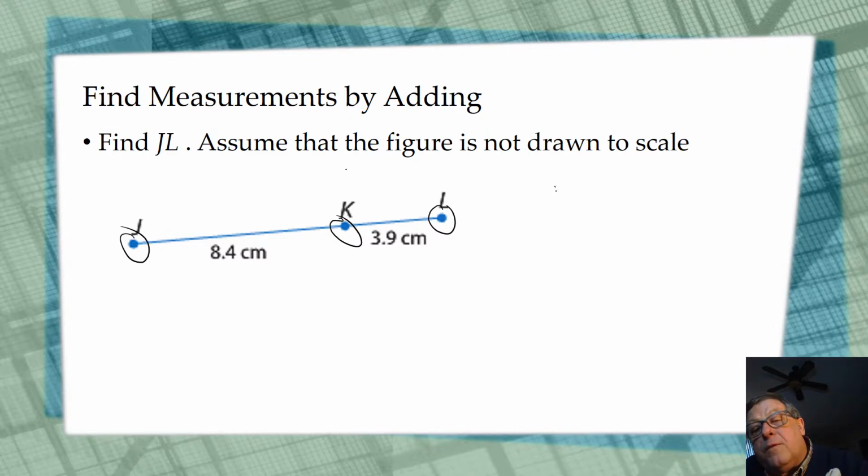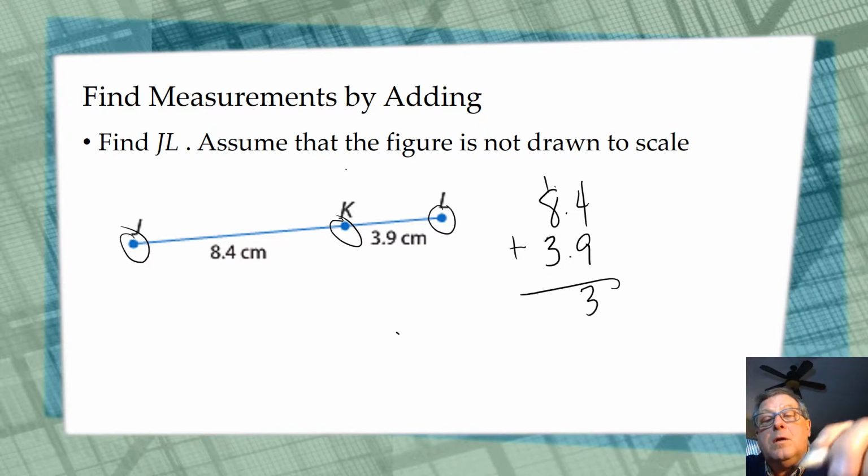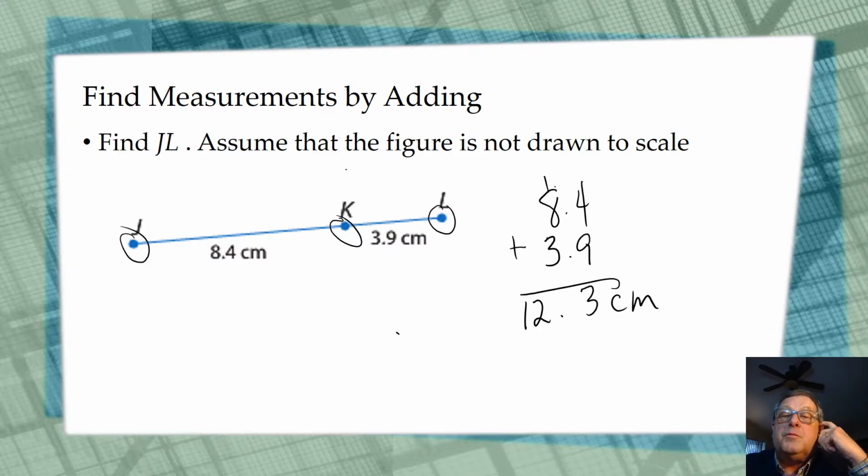So let's see, we got 8.4 centimeters plus 3.9 centimeters. Well, let's see, 4 and 9 is 13, carry 1, and 9 and 3 is 12. So JL then is 12.3, and don't forget your unit of measurement, 12.3 centimeters.